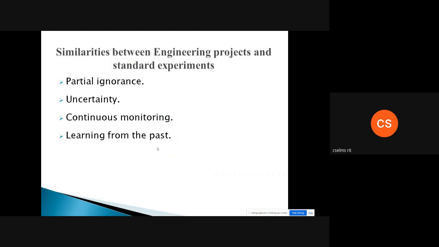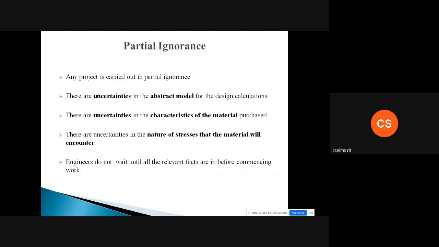But in an engineering experiment, engineers are not going to modify the whole project; they are going to develop a project from scratch. So, these are standard experiments and engineering experiments. And the similarities between both experiments are partial ignorance, uncertainty, continuous monitoring, and learning from the past.